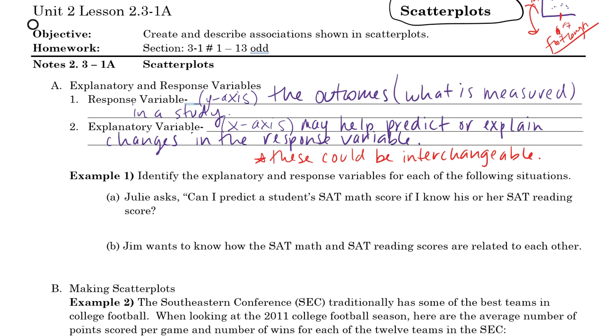So we have the following. Identify the explanatory and response variables for each of the following situations. Part A, Julie asks, can I predict a student's math score if I know his or her SAT reading score? Part B, Jim wants to know how the SAT math and SAT reading scores are related to each other. So in both of those situations, for Julie, what does she think is the explanatory and response variable? And then for Jim, what does he think are the explanatory and response variable?